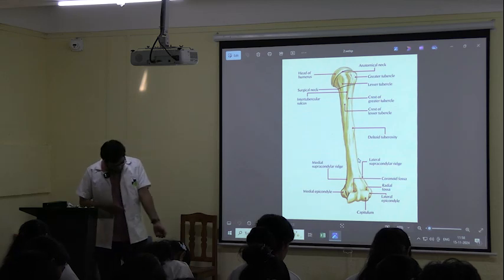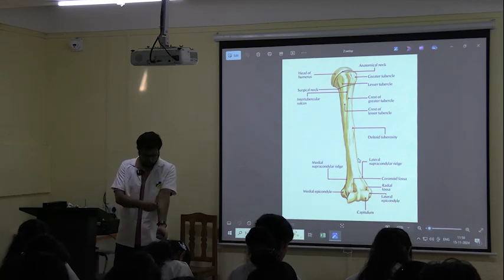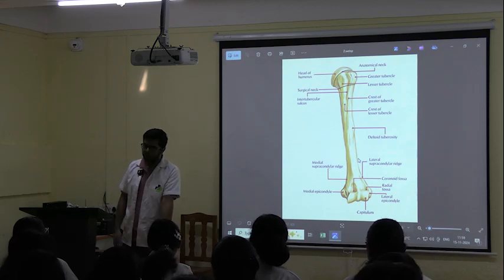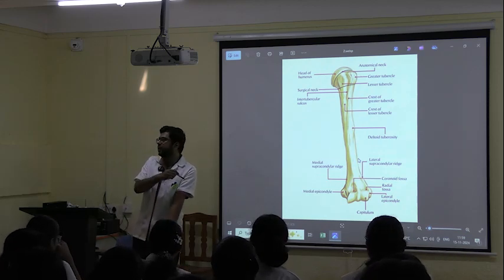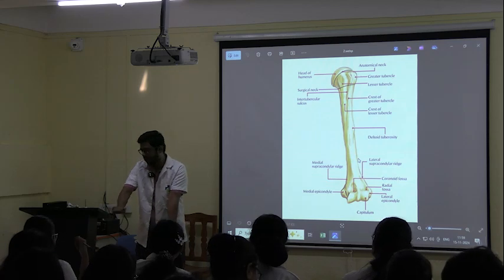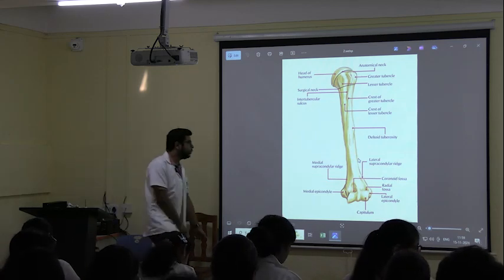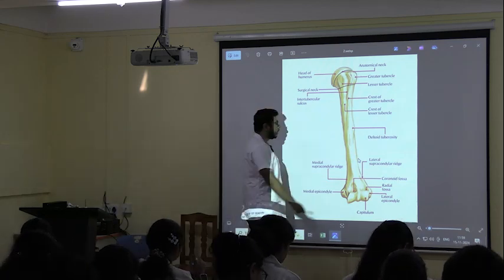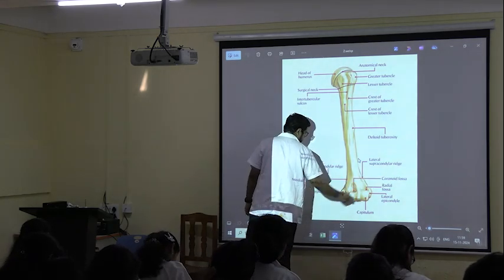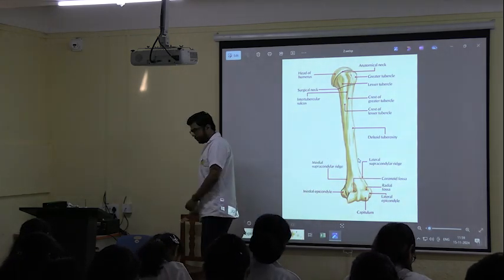If I ask you between this and this, which is my radial side? Not medial and lateral. Which is my radial side? Yes, this is the radial side. So there are two fossa. One is radial fossa facing laterally. One is coronoid fossa facing medially. Write it down.